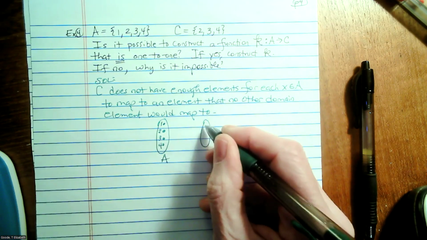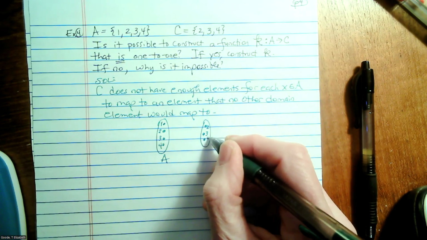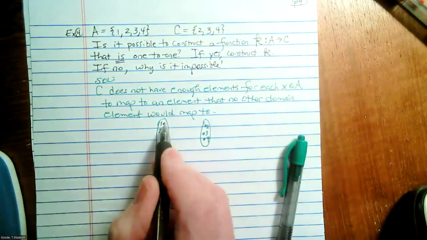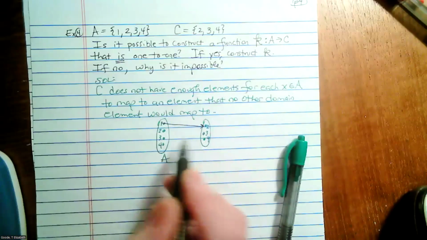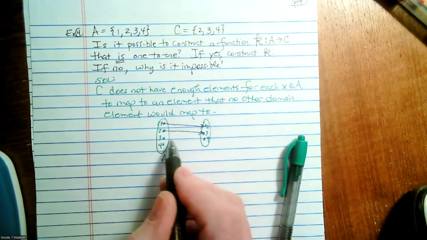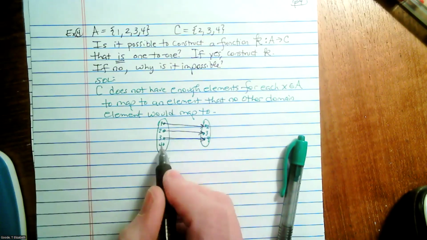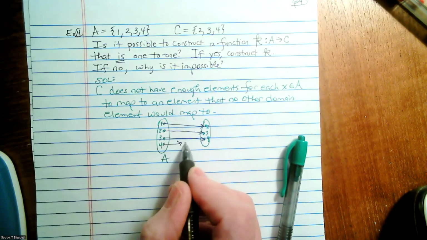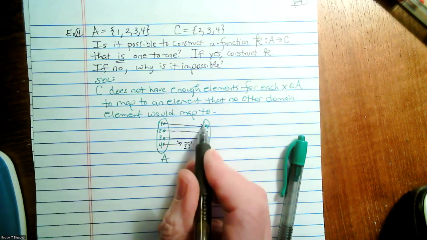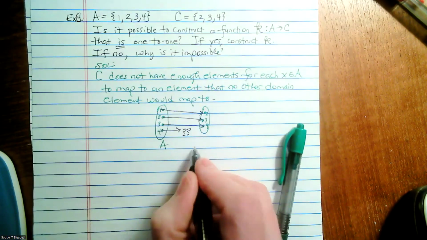Because as soon as we try to spread out the arrows, right? Send 1 to 2. Okay, and so 2 can't go to 2, but we can send 2 to 3, and 3 can't go to 2 or 3, but it can go to 4. But then where do we send 4? There's nothing left that hasn't already been hit. So it's impossible.